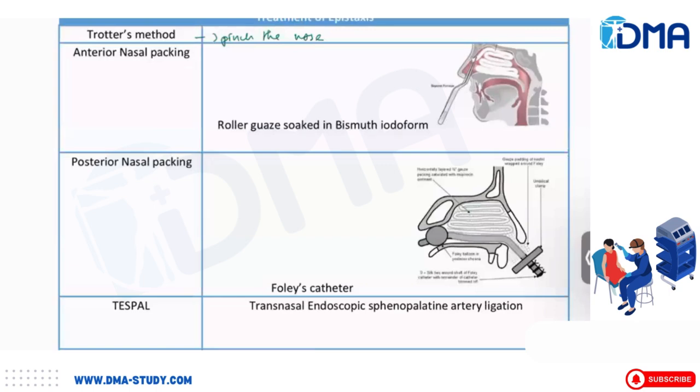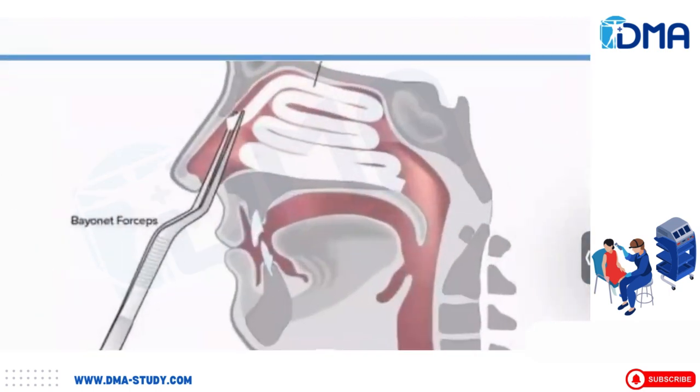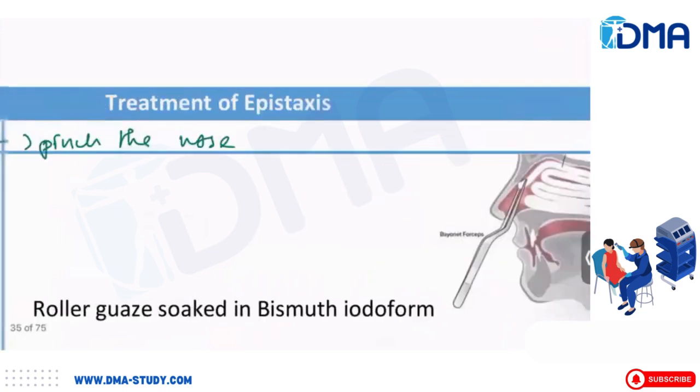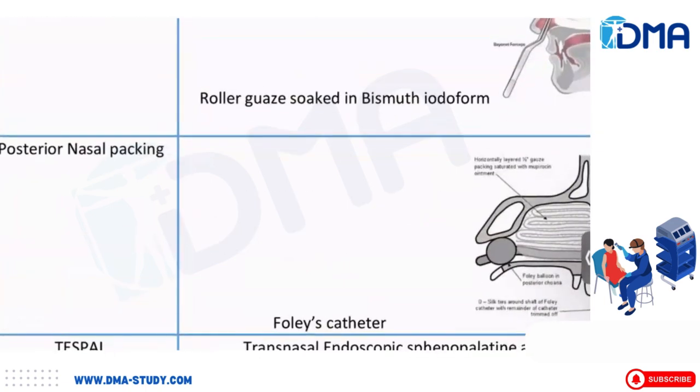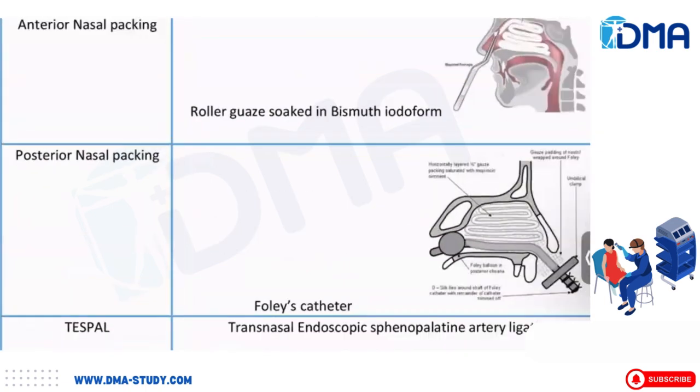That is called anterior nasal packing. Can you see here? I am inserting and packing the entire nose with the roller gauze. That is called anterior nasal packing with bismuth iodoform paste. Then if the bleeding is from the posterior end of the nasal cavity, due to the posterior ethmoidal artery or anterior ethmoidal artery, I could not control it with the anterior nasal packing. For that, I need posterior nasal packing.